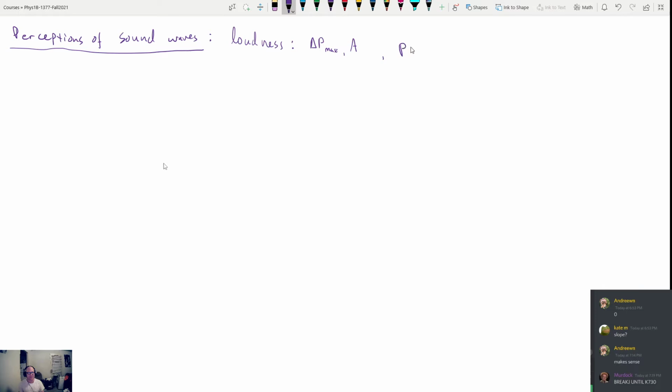We'll also hear things like pitch. Pitch is like something that can be really high-pitched or something that can be really low-pitched. And that corresponds in sound to frequency. I believe we probably talked about this at some point in this class. Probably last week when we were talking about standing waves, right?